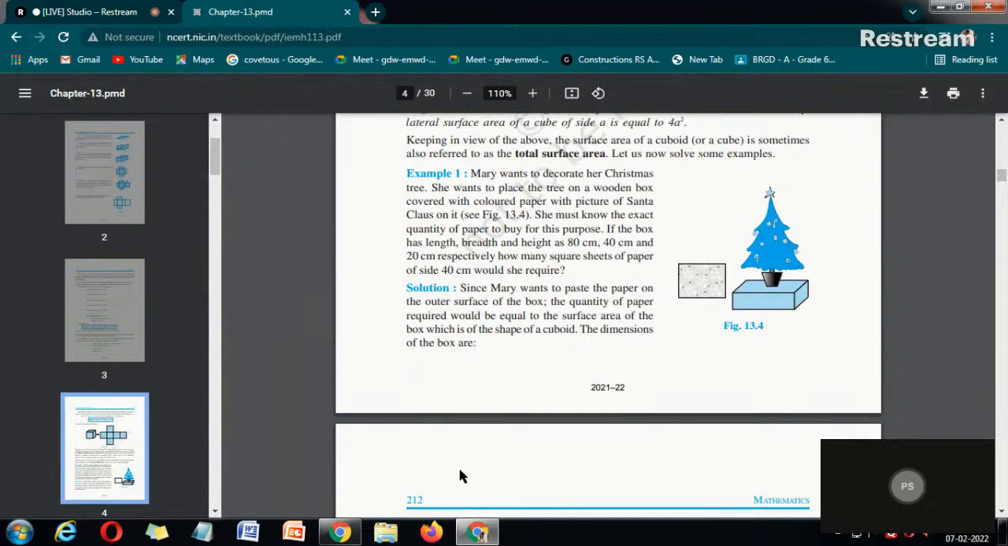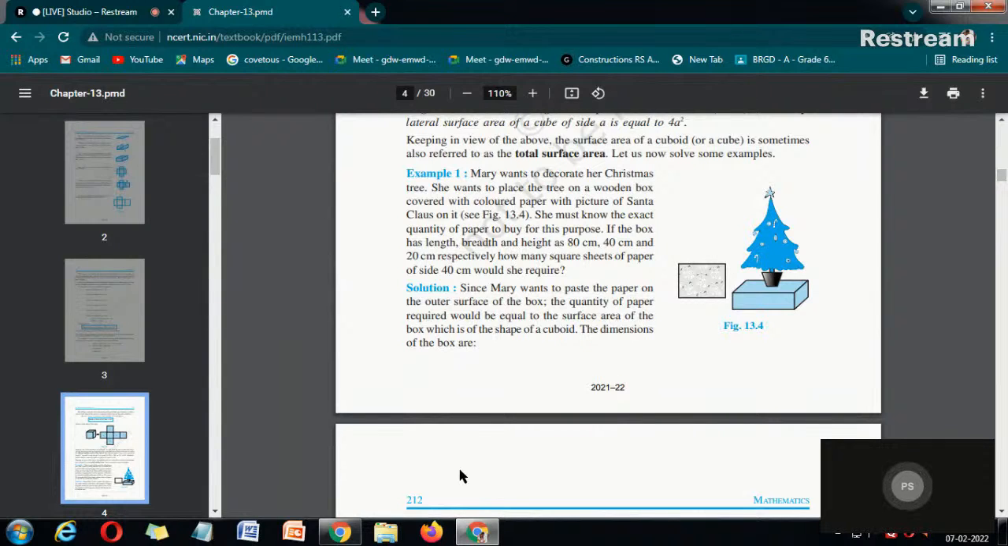Since Mary wants to place a paper on the outer surface of the box, the quantity of paper required would be equal to the surface area of the box, which is the shape of a cuboid. The dimensions of the box are: Example 1. Length is 80 centimeter, breadth is 40 centimeter, height is 20 centimeter.